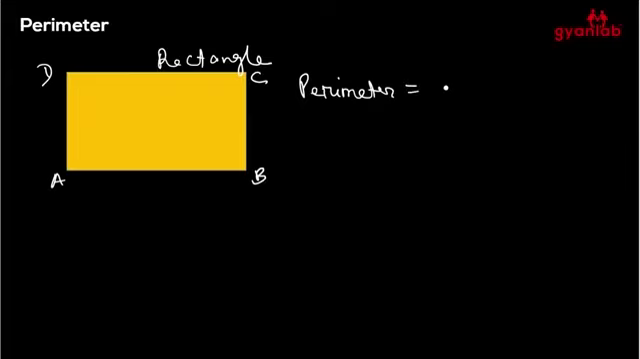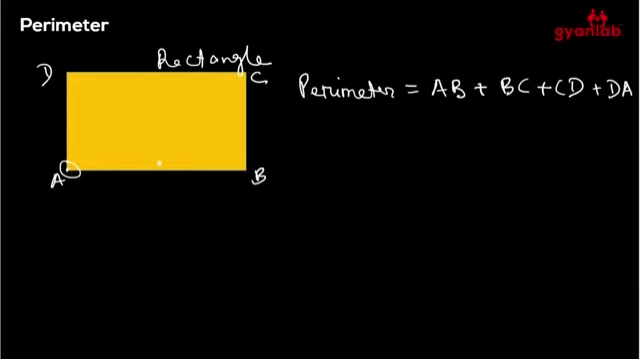So we can write perimeter is equal to length AB plus the length BC plus the length CD and plus the length DA. So we are basically going all around this particular rectangle and coming back to A once, forming a closed figure.